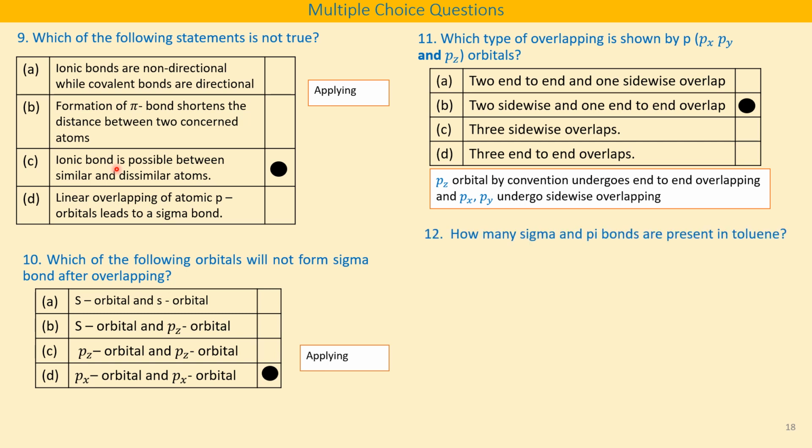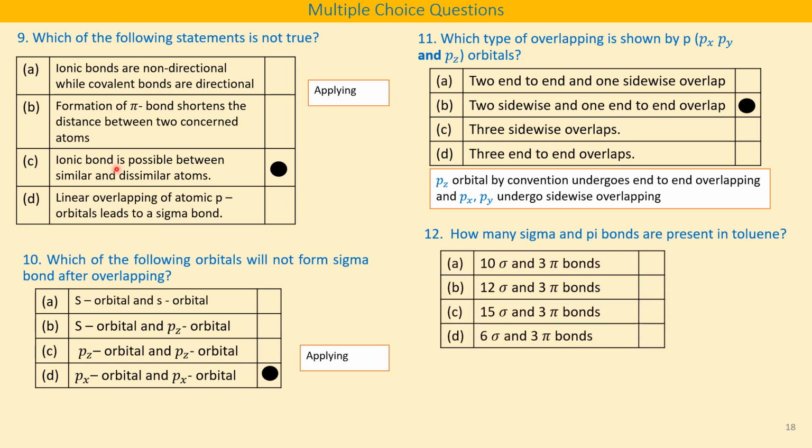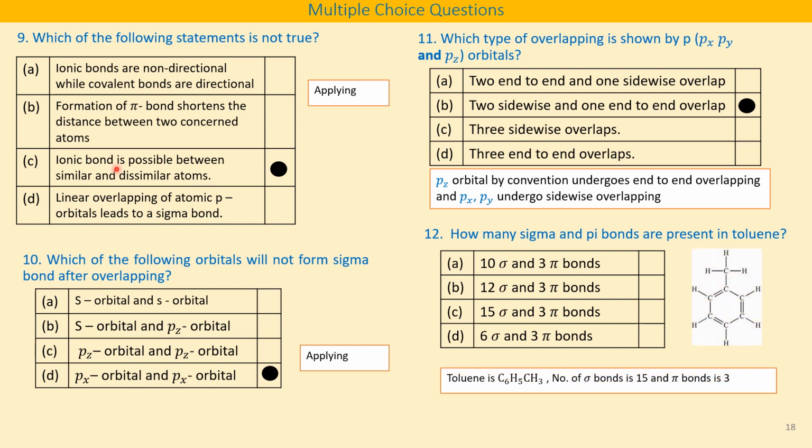The last question. How many sigma and pi bonds are present in toluene? Option A, 10 sigma and 3 pi bonds. Option B, 12 sigma and 3 pi bonds. Option C, 15 sigma and 3 pi bonds. Option D, 6 sigma and 3 pi bonds. So pause the video and mark your answer.